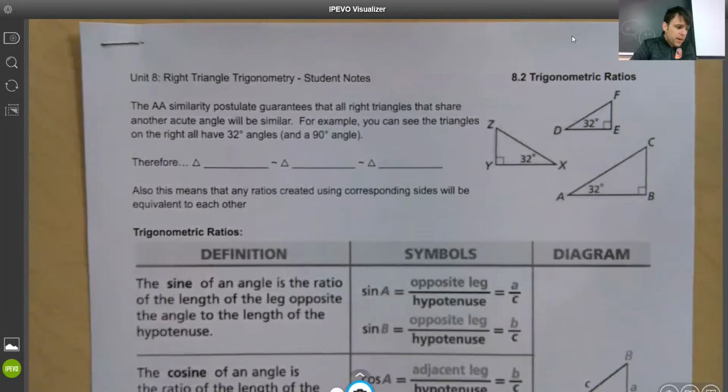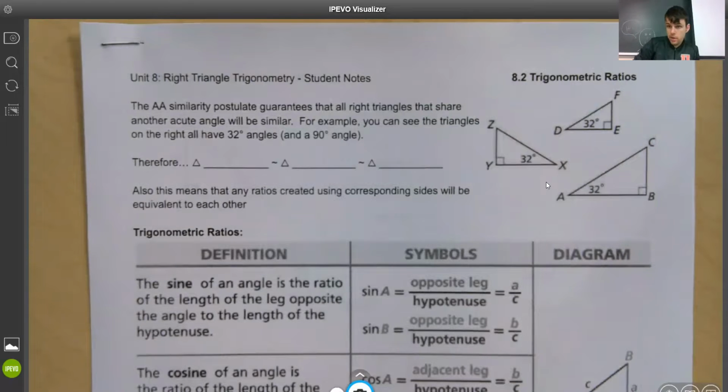The angle-angle similarity postulate guarantees that all right triangles that share another acute angle, so a right angle and an acute angle, will be similar. For example, you can see that all three of these triangles here on the right have a right angle, and they also have a 32-degree angle. Therefore, they will be similar to each other.